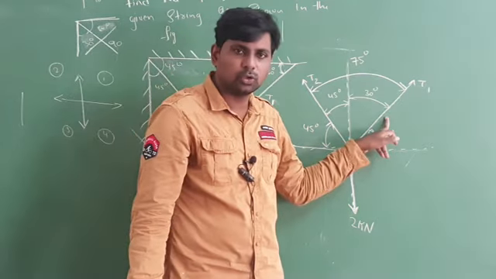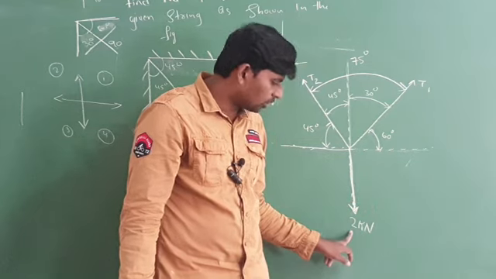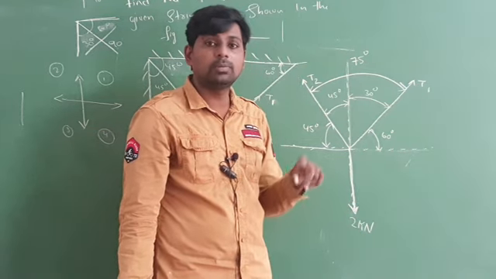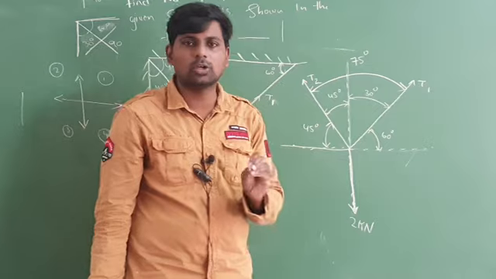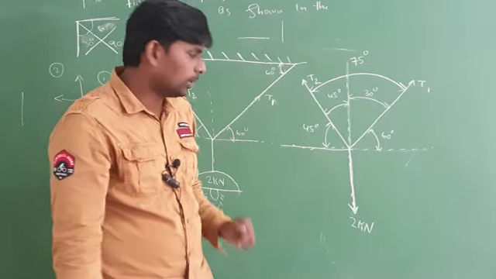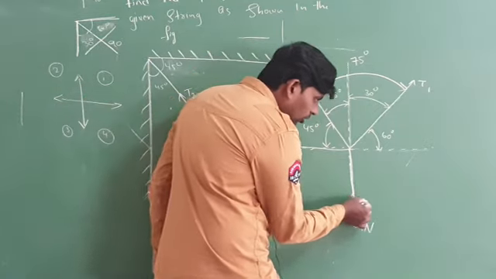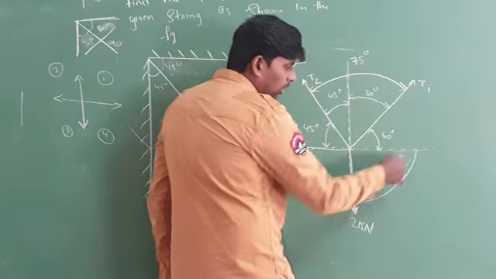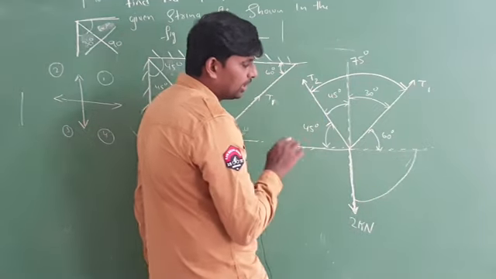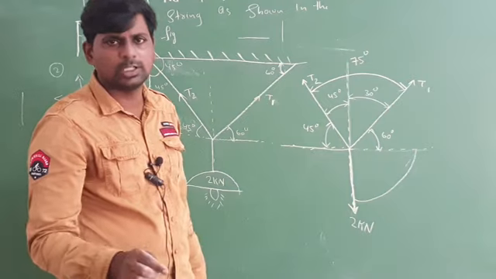Now next thing, here one force is there, that force name is T1, and here one force is there, that is 2 kilonewton. Between these two forces also you have to find out how much angle is there. For that, you know very well, between these two axes and this force, it is 90 degrees. That is the standard, no need to explain that one.